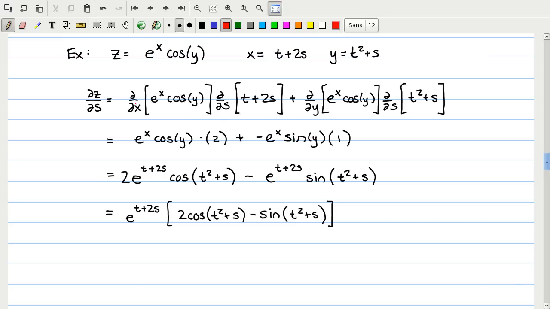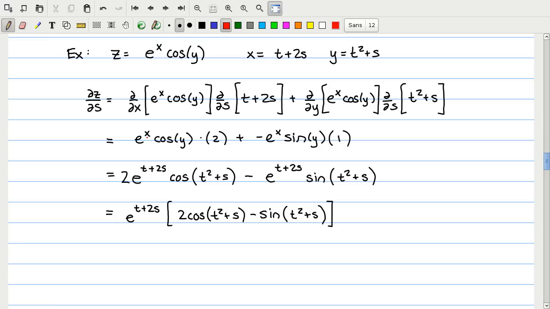So this is partial z partial x, partial x partial s, plus partial z partial y times partial y partial s. And so it's just a matter of calculating partial derivatives of these things on the inside, which we go right back to the previous lecture of holding things constant. So when I take partial z partial x, I treat y as a constant, e to the x cosine y. When I take partial z partial y, x is a constant, I get minus e to the x sine y. And then these other derivatives with respect to s are just constants, 2 and 1. And so now it's just a game of simplification.